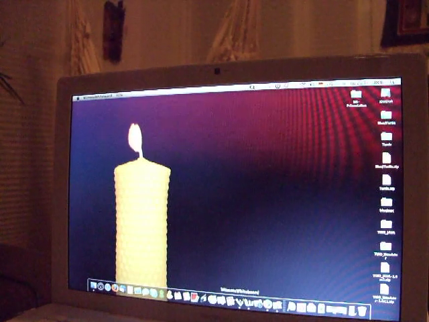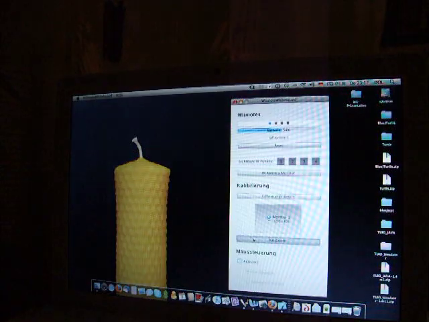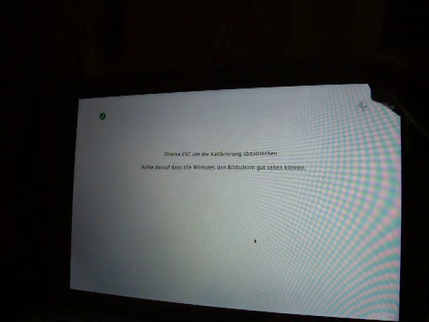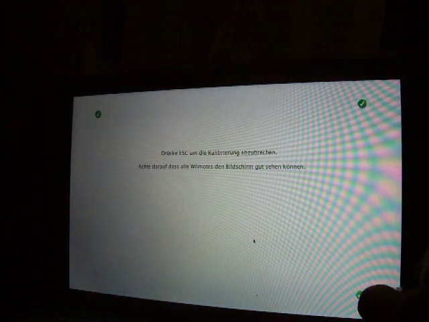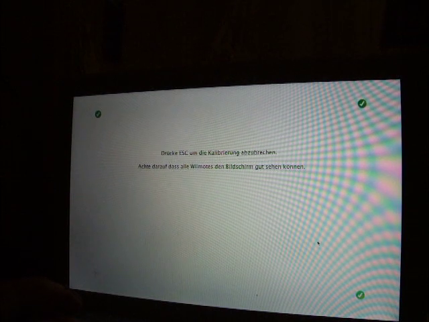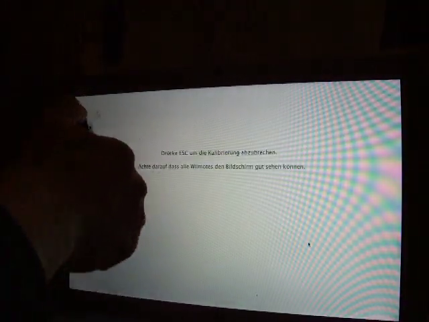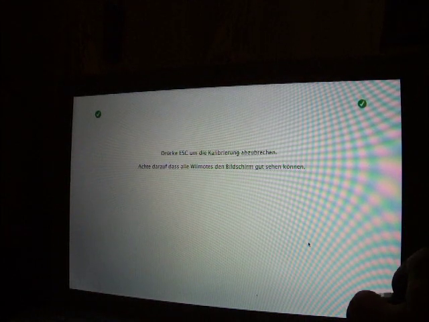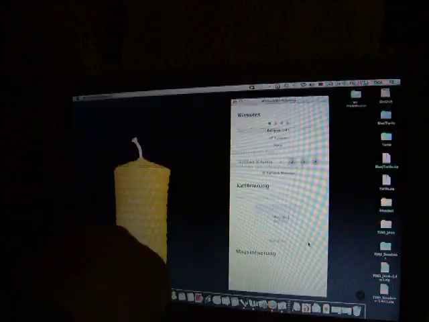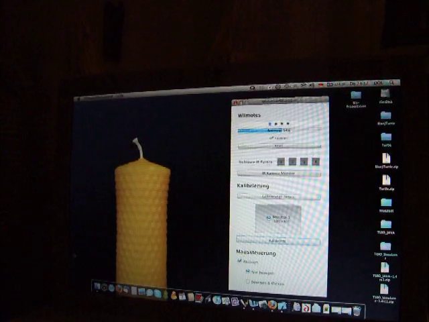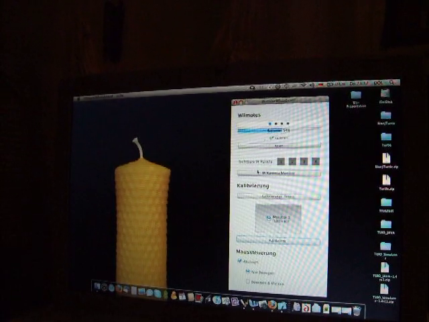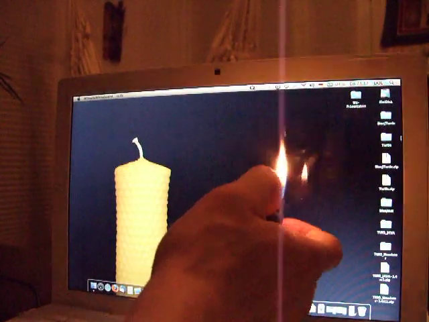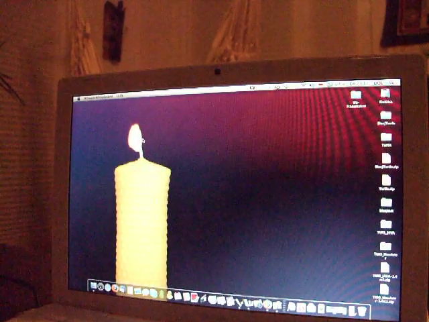So I think I recalibrate it. Oh, I've got two dots again. You have to be careful with your hardware when you do this. And now I can use the fire with the candle.